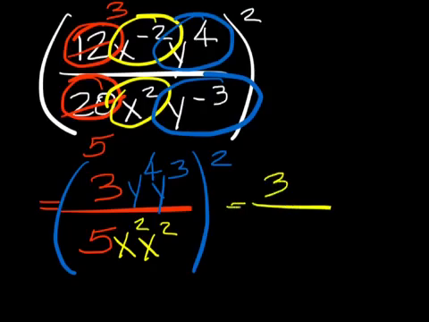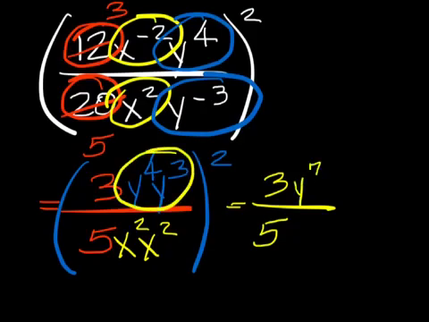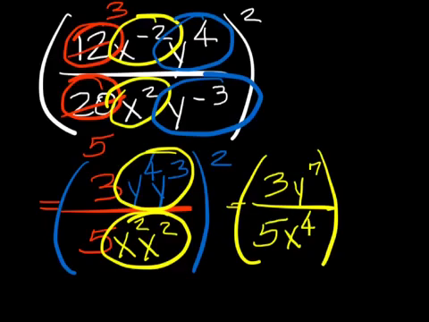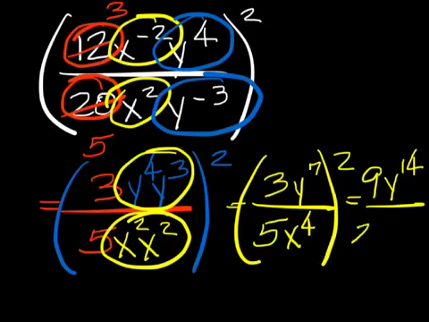Simplify. The 3 over 5 is still good, but you have y to the 4th, y to the 3rd on the top. That is y to the 7th. And on the bottom, x to the 4th. And now square everything to get 9y to the 14th over 25x to the 8th.